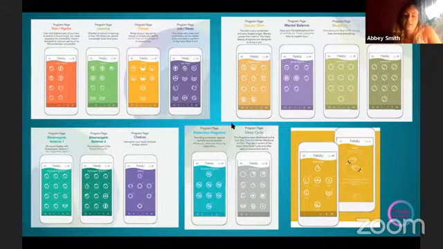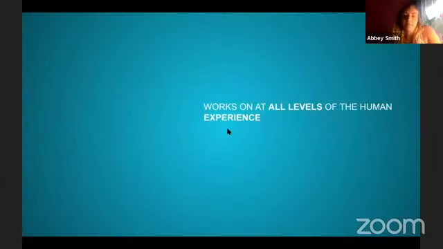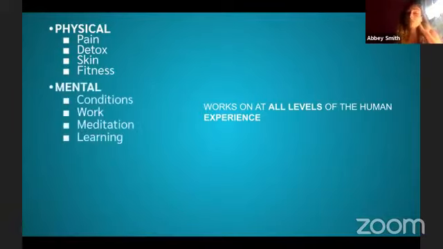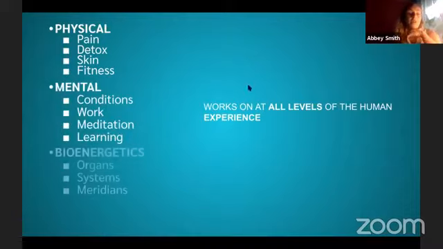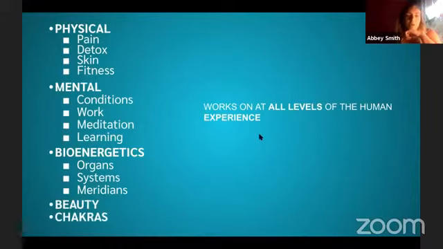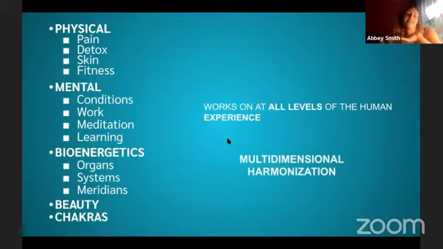So I've gone through what it works on. It's for physical pain, detox, skin, fitness, also the mental conditions, meditation, learning. And then we've got the bioenergetic, the organs, the systems, the meridians, and then we've got beauty and chakras. It works at all levels of the human experience, multidimensional harmonization. So this machine can help you gain that.